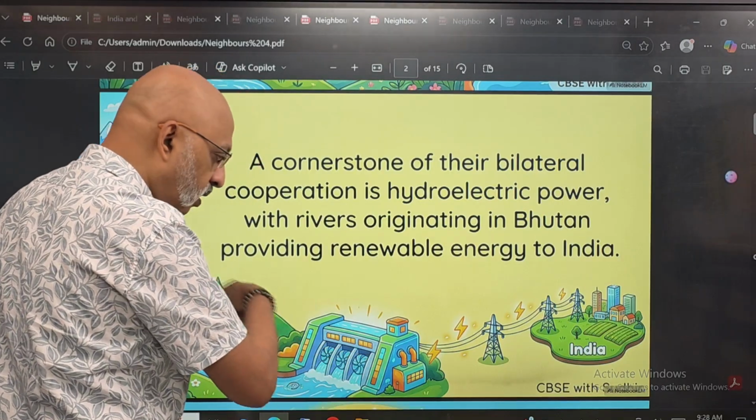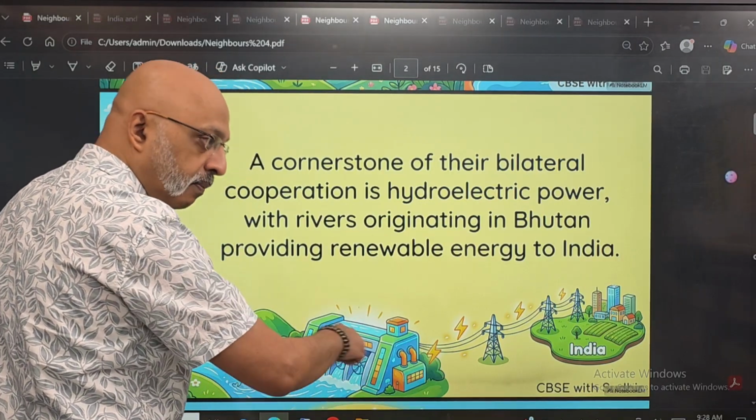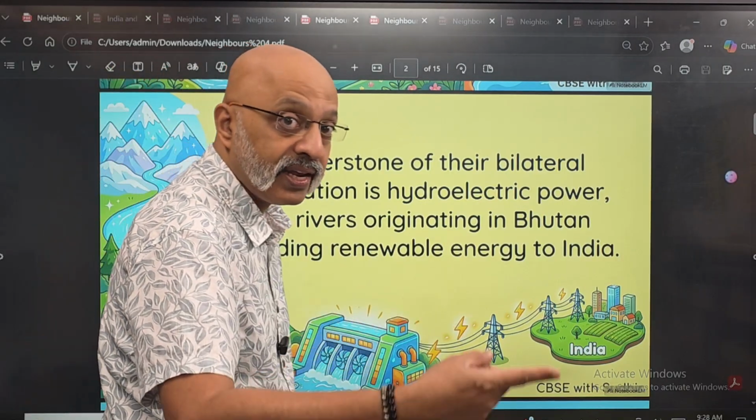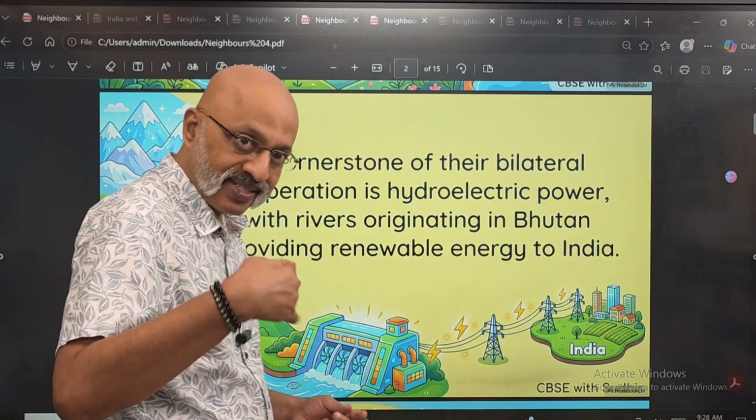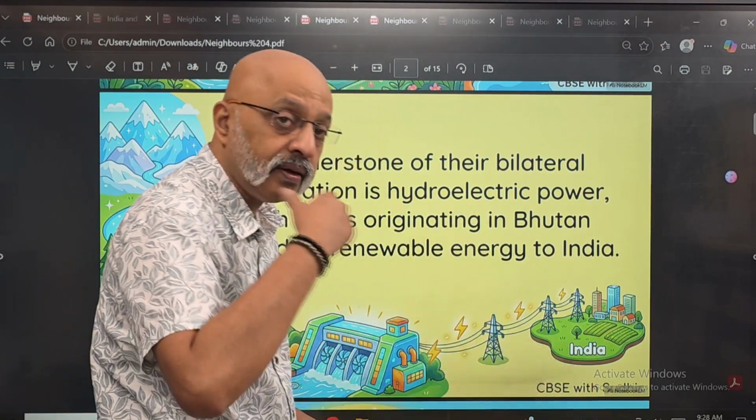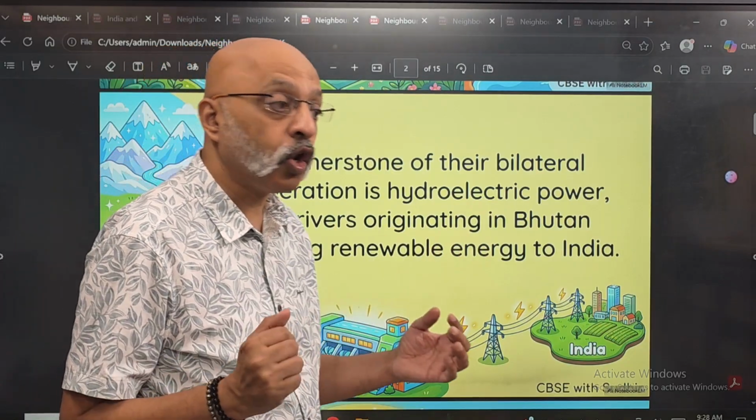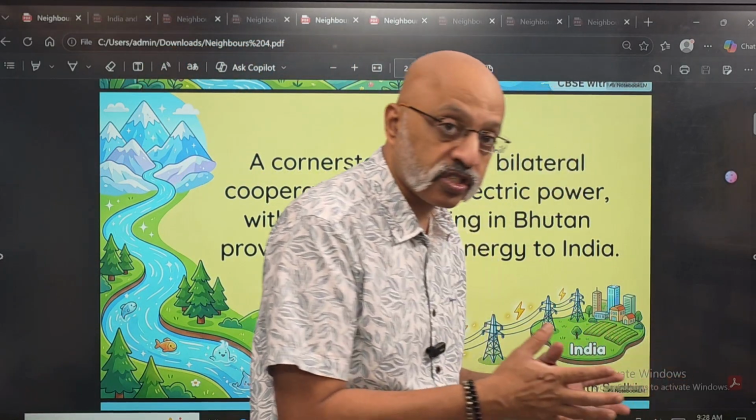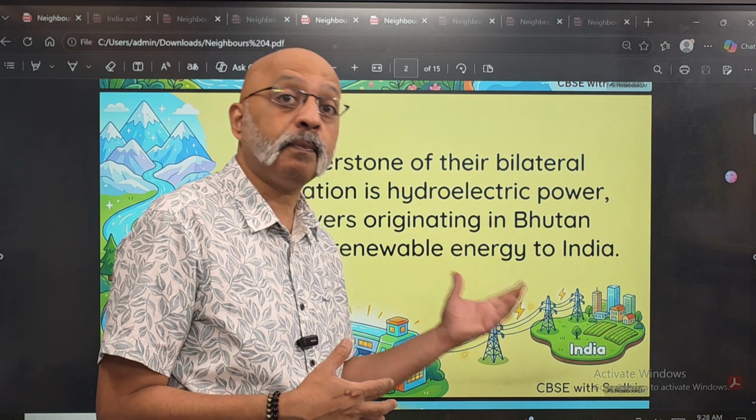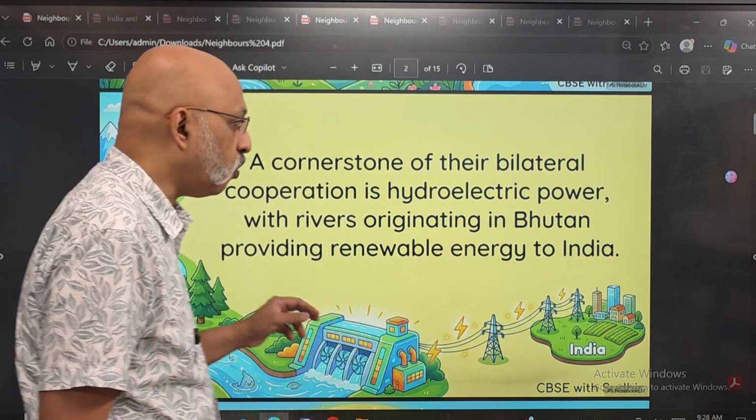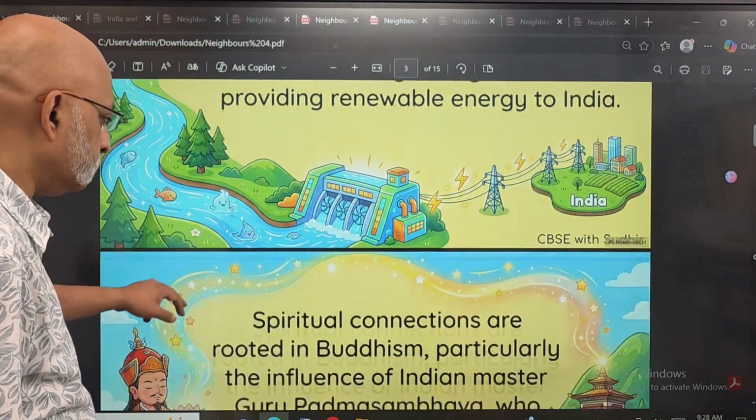The hydroelectric power through the rivers which are flowing from Bhutan is a major area of cooperation, right? It can provide that electricity to Bhutan while also taking a part of the electricity, because Bhutan may not have the resources or the know-how to tap those rivers for hydroelectric power.